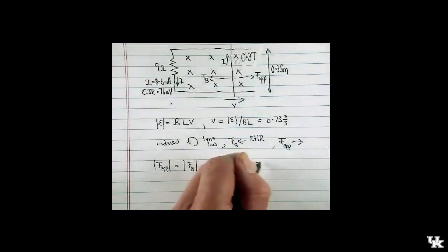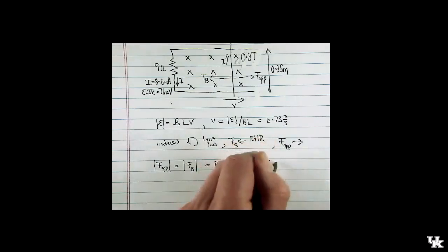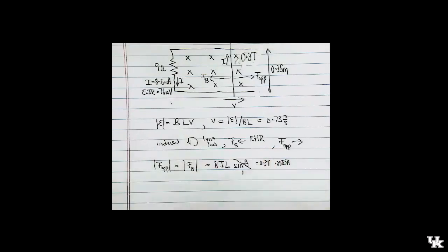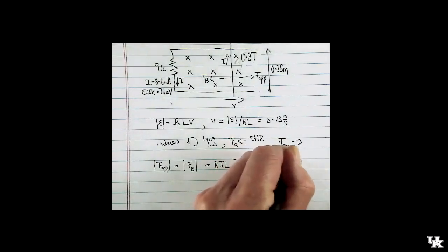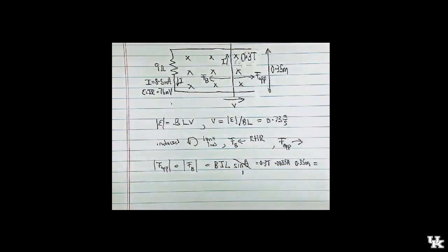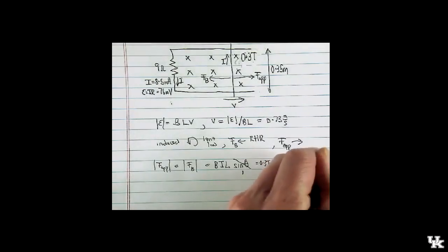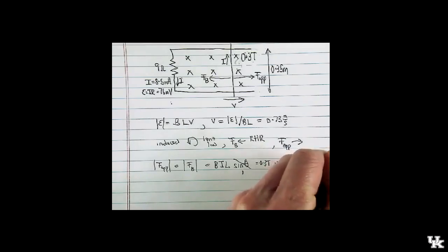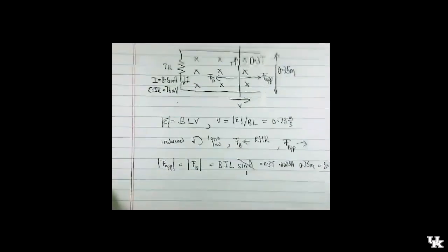So B is 0.3 Tesla. I, the current, was 0.0085 amps. And finally, L, the length, that's 0.35 meters. And if you multiply all of those things together, I got 8.9 times 10 to the minus 4 newtons. That's the force. Except it's fallen off the screen.